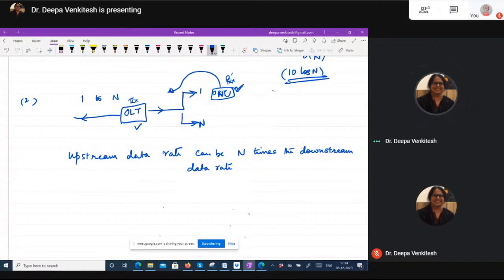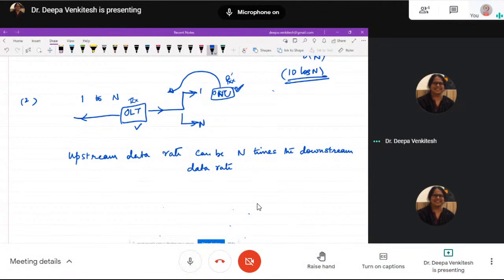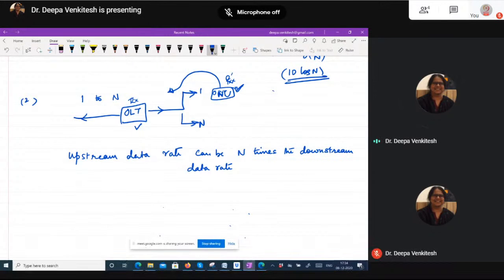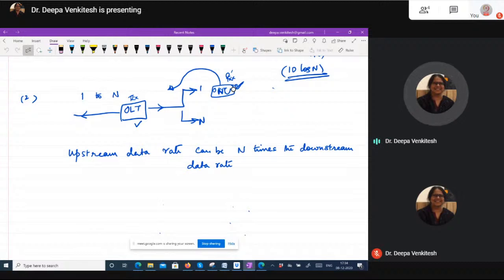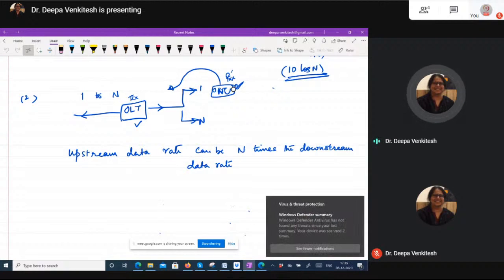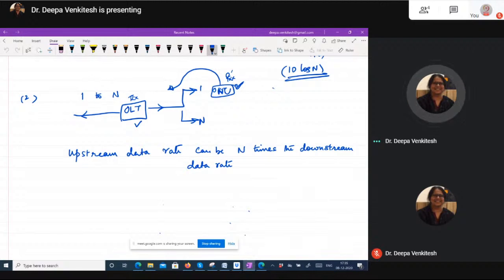Is it okay now? Okay, fine. So this is even more compelling reason why we need our optical communication network to be much more stable and much more reliable. So I hope you heard this story that what I talked about in terms of bandwidth in the downstream and upstream. So the upstream data rate can be potentially n times the downstream data rate, but we typically don't use that.